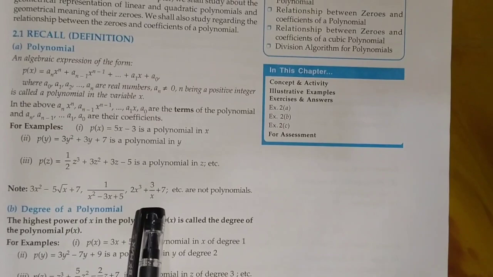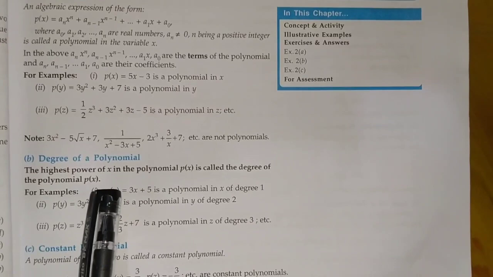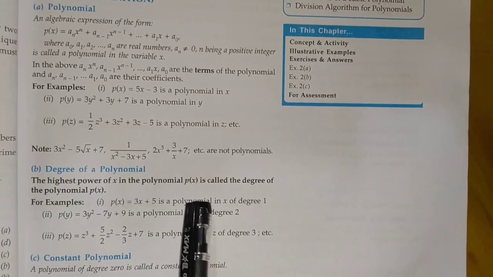So the degree of a polynomial. The highest power of x in the polynomial p(x) is called the degree of the polynomial p(x). So the highest power of x in the polynomial p(x) is the degree of the polynomial.